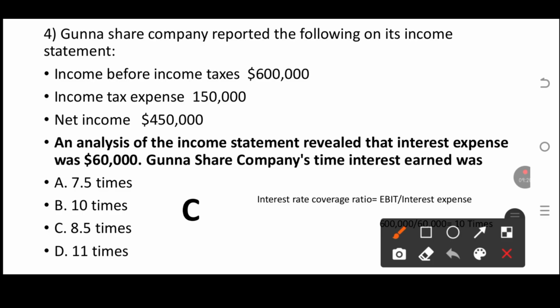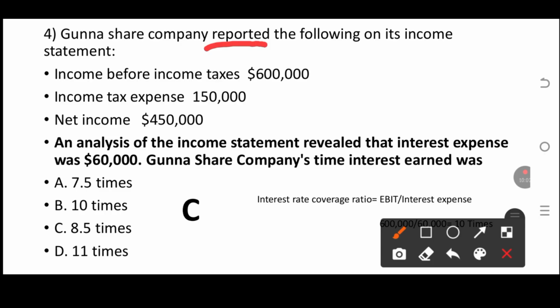It says Guna Share Company reported the following on its income statement. Income before income taxes is $600,000. Income tax expense is $150,000. Net income is $450,000. Analysis of the income statement reveals that interest expense was $60,000.